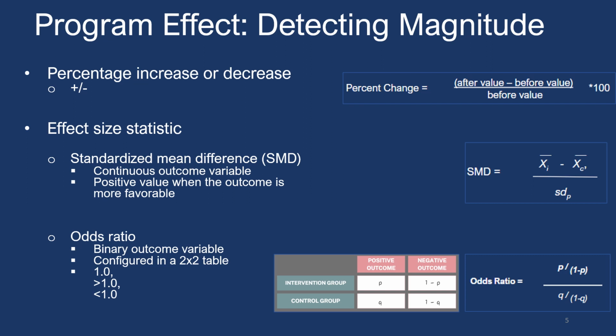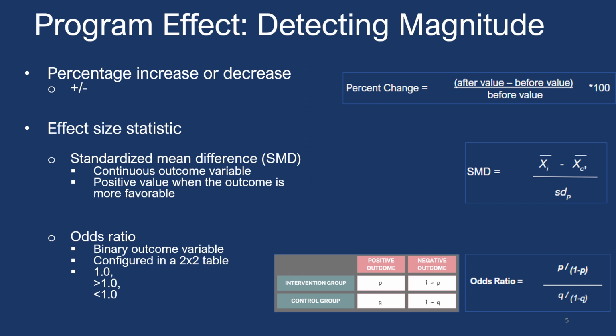Sometimes our outcome is binary rather than continuous. A person stops smoking or they don't. A person is the victim of violence or they are not. A person graduates or they do not. Due to the difference in the type of outcome variable, we must choose a different way of detecting and assessing the magnitude of a program effect.